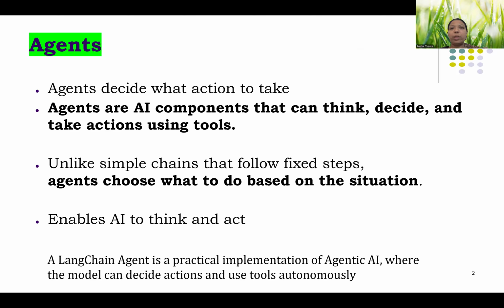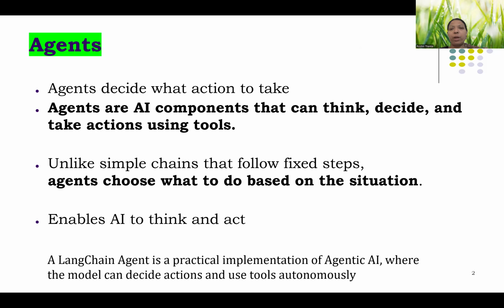Like in the previous video, we saw about the chain also. We learned that whenever a big task is given, the chain divides the task into small sub-tasks and completes them one by one sequentially. We saw some advantages of that as well. But in the chain, we have to say the first subtask is this, the next one is this.